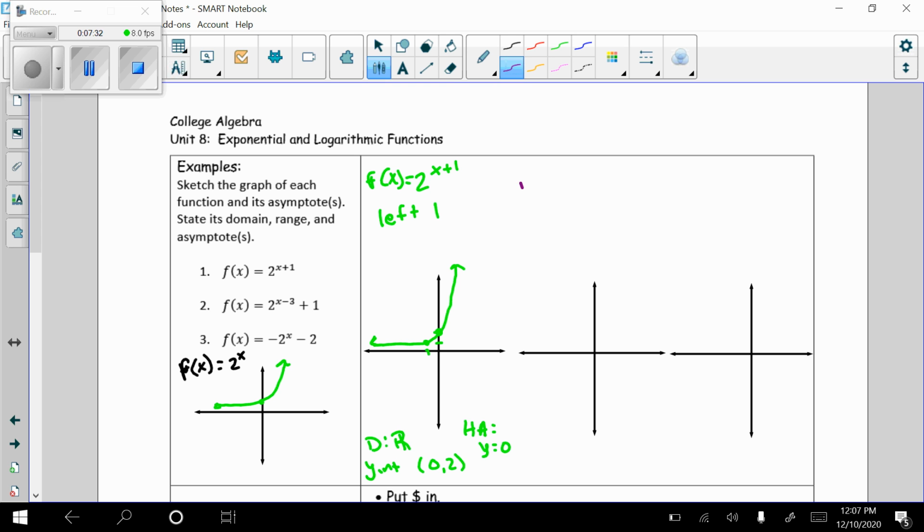When you're doing f of x is 2 to the x minus 3, and then plus 1, again, anything in the exponent position will shift it left or right. So this is going to go right 3. And then any constant on the back is going to shift it up or down. So plus is up 1.